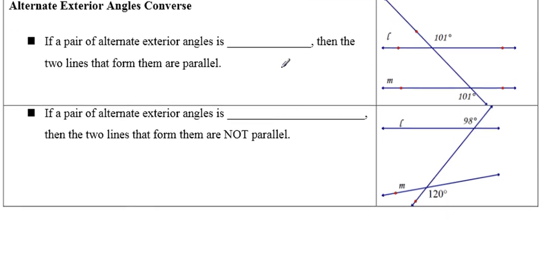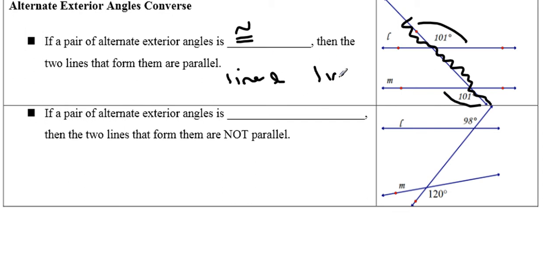Your alternate exterior angle converse says that if a pair of alternate exterior angles is congruent, so 101 and 101, those are our alternate exterior angles. They're on alternate sides of the transversal, exterior most angles. Then if they are congruent, then the two lines that form those alternate exterior angles, line L and line M, are parallel because alternate exterior angles are congruent.